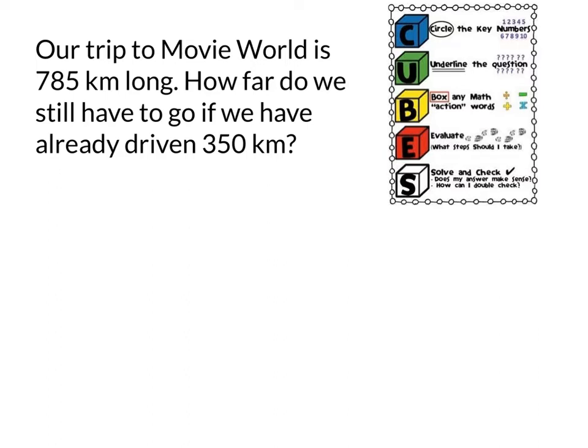Okay, so the first thing I'm going to do is circle the key numbers. So the key number I have, so let's check. Our trip to Movie World is 785 kilometers long. So that's my key number, 785. Alright, let's check to make sure there's some other ones. Now, sometimes they won't always have the number written in digits. They might actually write the actual word out, just to remember that. How far do we still have to go if we have already driven 350 kilometers? Okay, so I need to circle 350 kilometers. Alright, so I've got two numbers, 785 and 350. So I'm going to tick, I've done that.